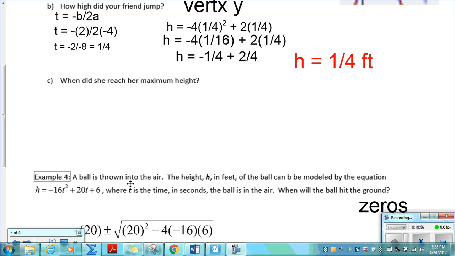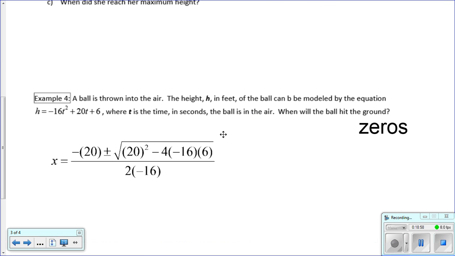Okay, last one: a ball is thrown into the air. The height h in feet of the ball can be modeled by the equation h equals negative 16t squared plus 20t plus 6, where t is the time in seconds the ball is in the air. When will it hit the ground? So again, you're looking for the zeros. When you're asking about when it comes back down to the ground, those are your zeros. Okay?